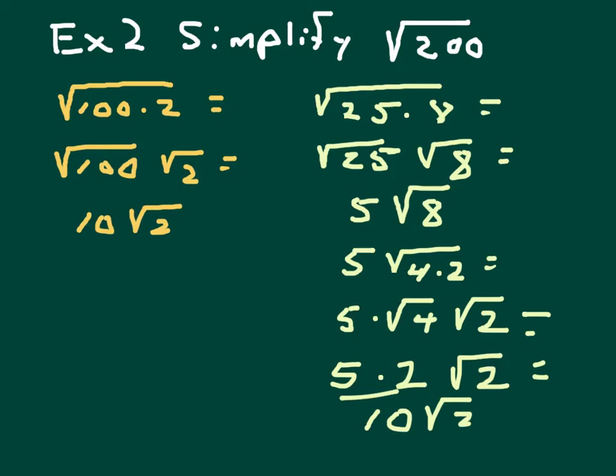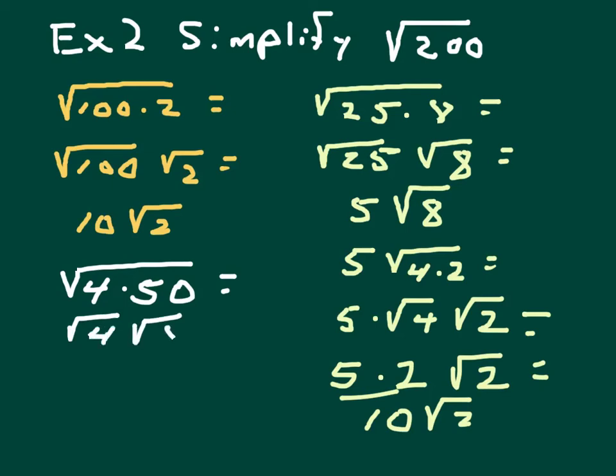Now you'd have the same situation if you thought of 200 using 4. Maybe you use 4 times 50. And let me just go through this real fast. So this means the same thing as the square root of 4 times the square root of 50. But the square root of 4 is 2 times radical 50.